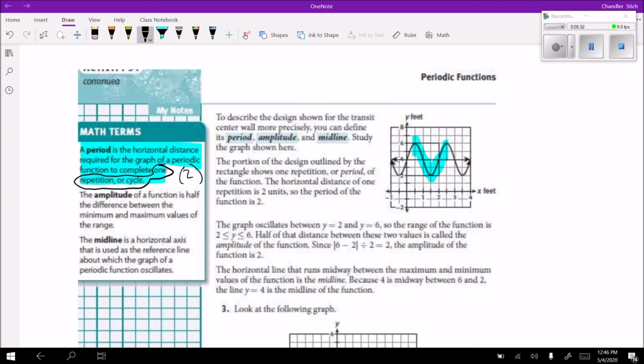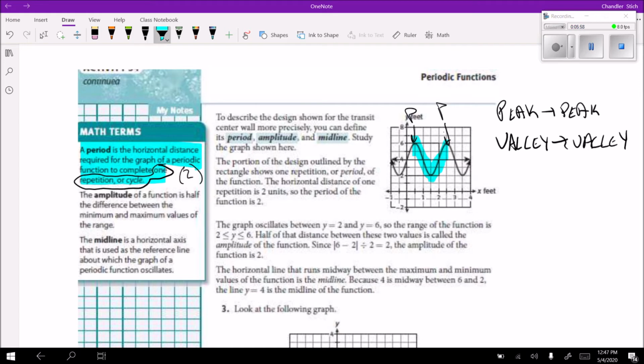So one way you can remember it is peak to peak, or valley to valley. Okay, peak to peak or valley to valley. This would be a peak to peak. Okay, that would be one period.